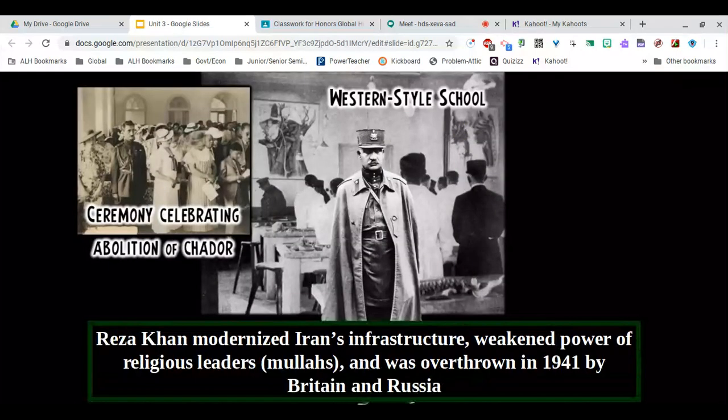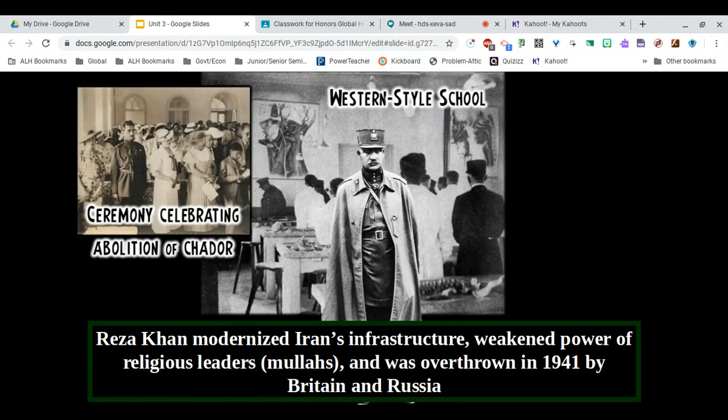When Reza Khan came to power, he modernized Iran's infrastructure. He weakened the power of religious leaders, specifically Islamic religious leaders, but eventually was overthrown in 1941 by Britain and Russia when they really started realizing they wanted this oil.